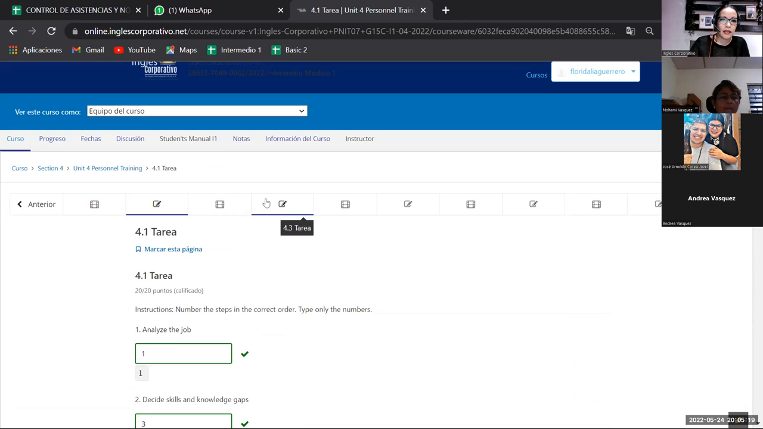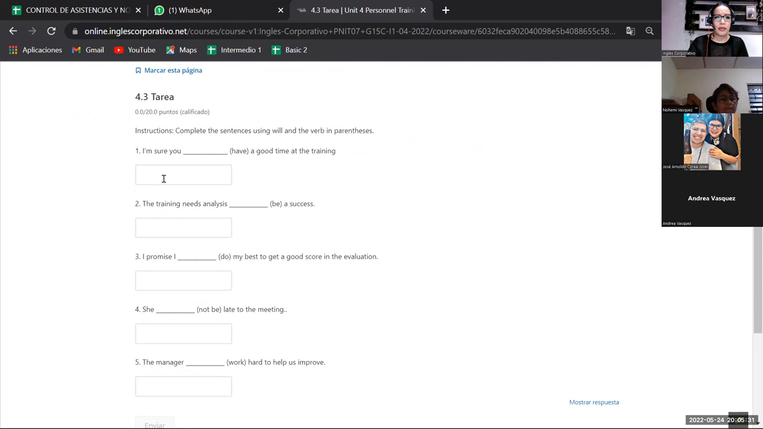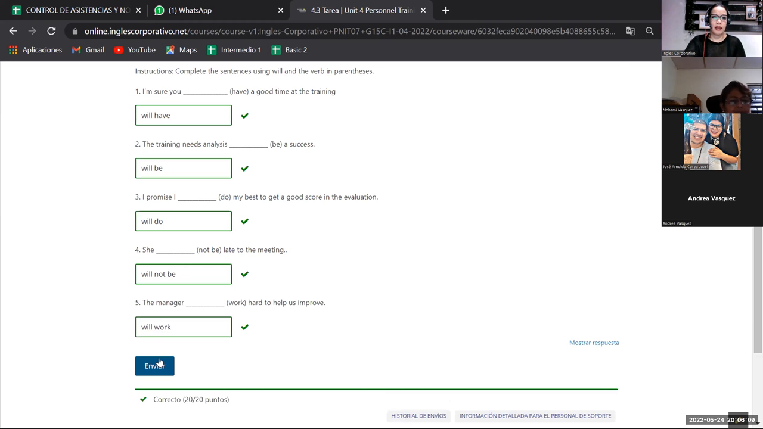Now let us check the next exercise here. It says that we have to use will and the verb in parentheses. Okay. It seems easy, right? Just will and the verb here. So it should be will have, I guess. It's correct. Number 2? Will be. Okay, will be. Will do. Will do, okay. Will not be. Hmm? Will not be. Will not be, okay. And will work. Will work. That's too easy. That's a piece of cake. I wish English would be like this.